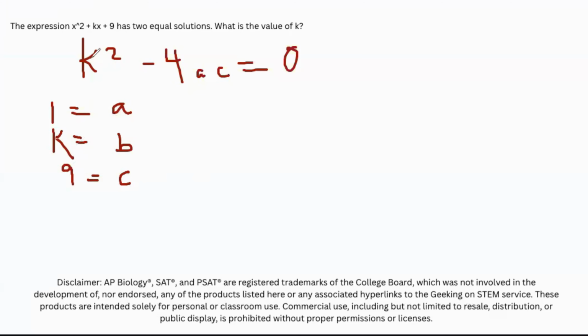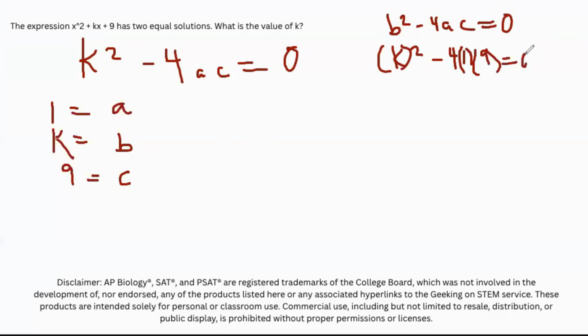So I already plugged in the k squared, noting that k is the same thing as b, because remember the original formula is b squared minus 4ac equals 0. And I went ahead and plugged in one of the variables. So let's plug in the rest. k squared minus 4a, which we now know is 1, times c, which is our 9, equals 0.